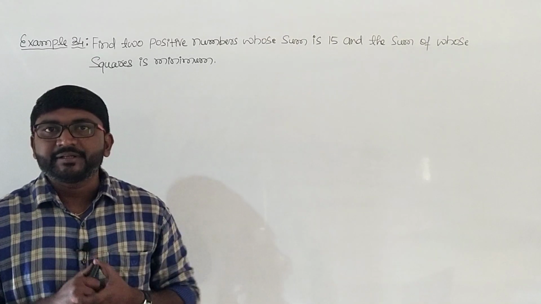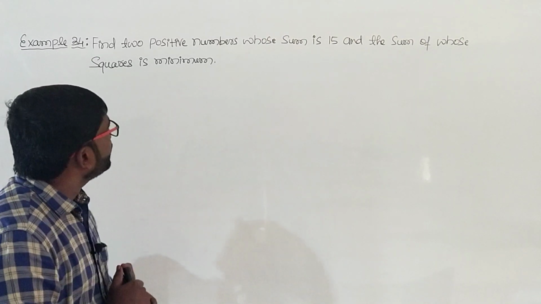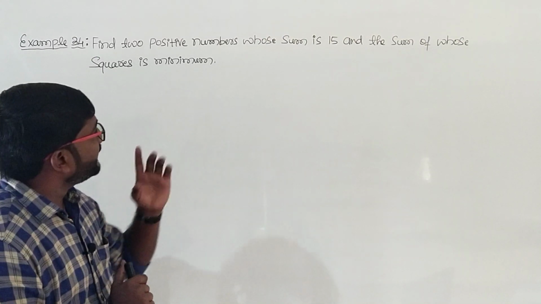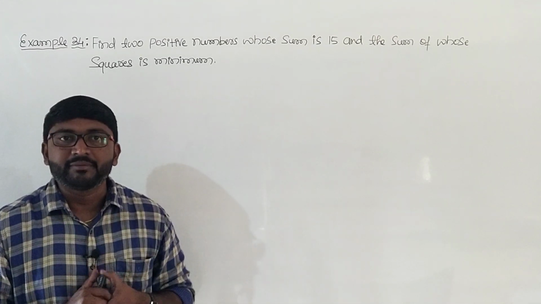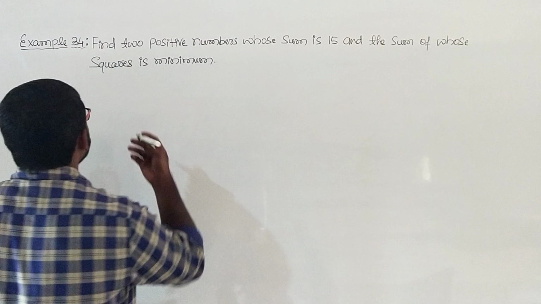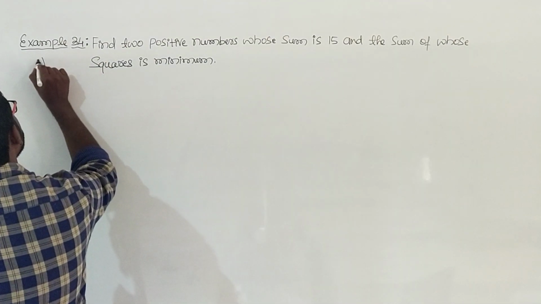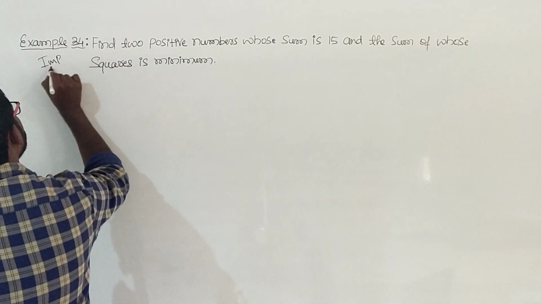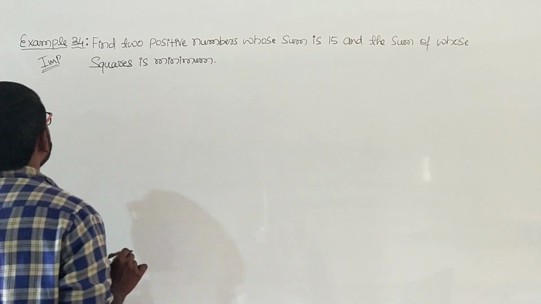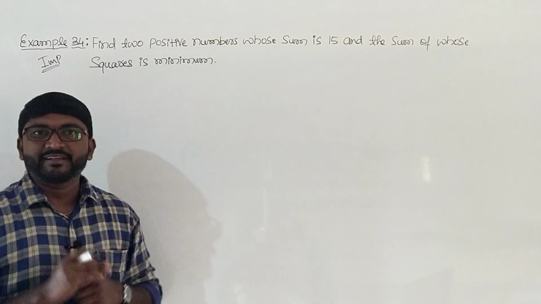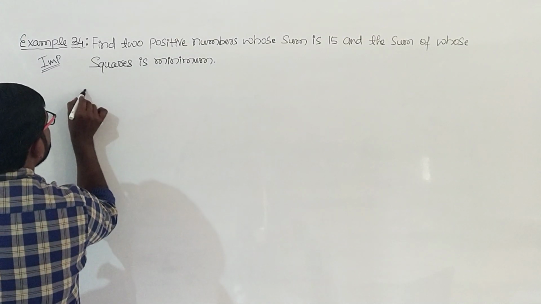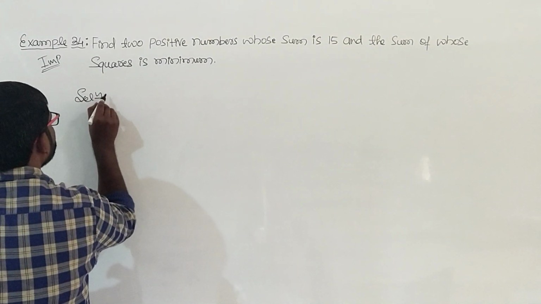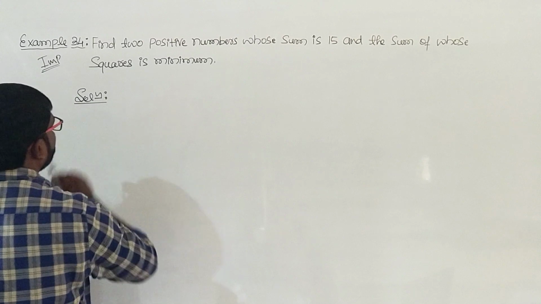The example 34th it is: find two positive numbers whose sum is 15 and the sum of whose squares is minimum. So mark this as very important for 3 marks. Usually questions like this will appear in your board exam on maxima and minima. So here I'll go for the solution. Read out the question.